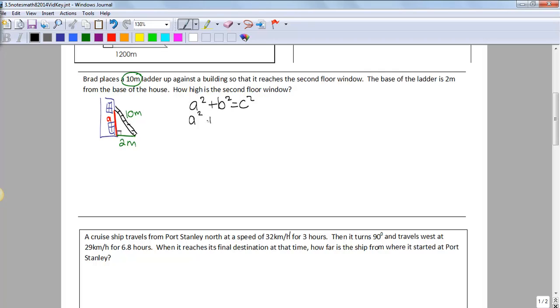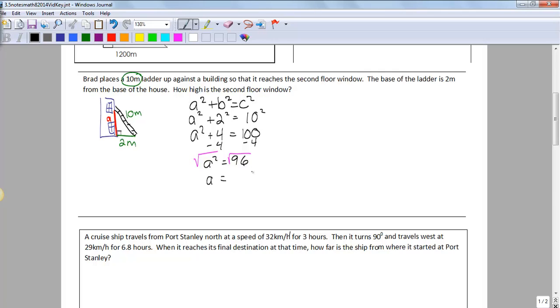A is the height of the house or the window. I don't know it yet, but I know that I'm 2 meters from the side and that the ladder is 10 meters long. So, business as usual, subtract 4 from both sides. A squared equals 96. Got to take the square root of both sides just to figure out what the length of A is. And I'll need my calculator for this one.